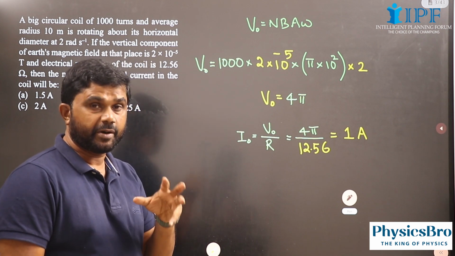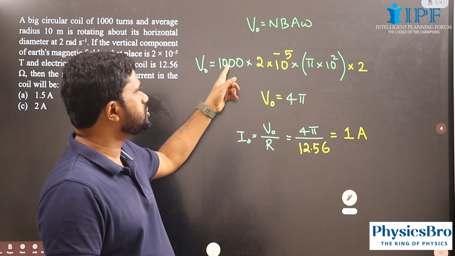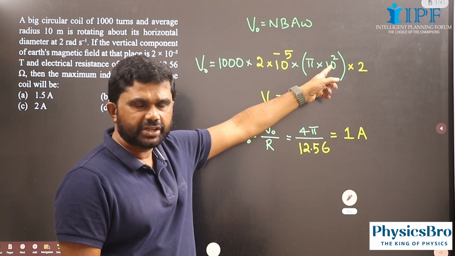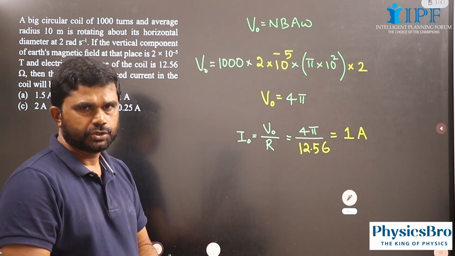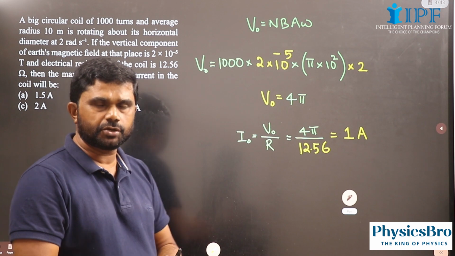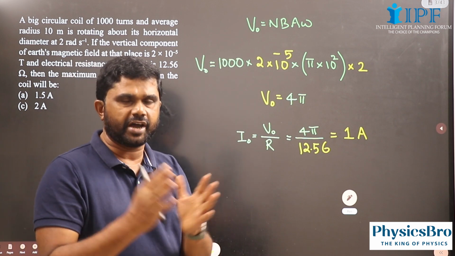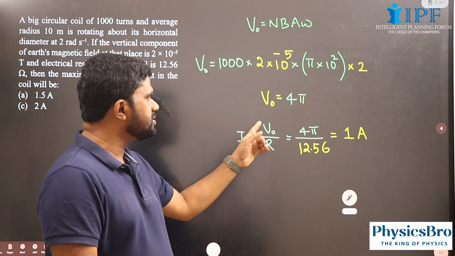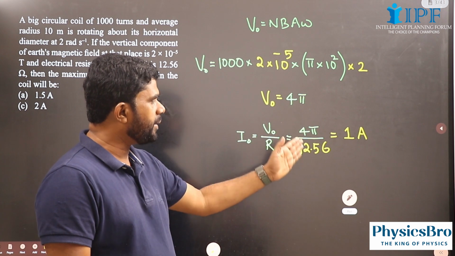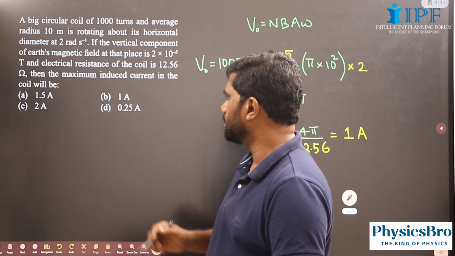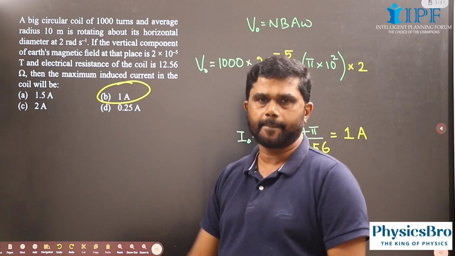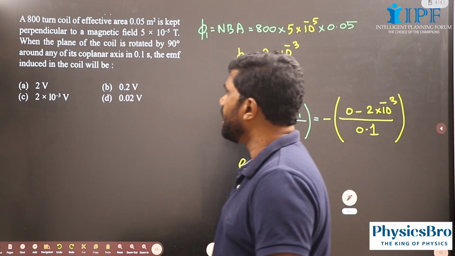Now let's consider the powers of 10. Here we have 10 raised to 3 into 10 raised to 2, that is 10 raised to 5, and 10 raised to minus 5 will get cancelled. So the peak voltage V0 equals 4 pi, and peak current is V0 by R. So 4 pi divided by 12.56 is exactly 1 ampere. Now let's see what we have next.